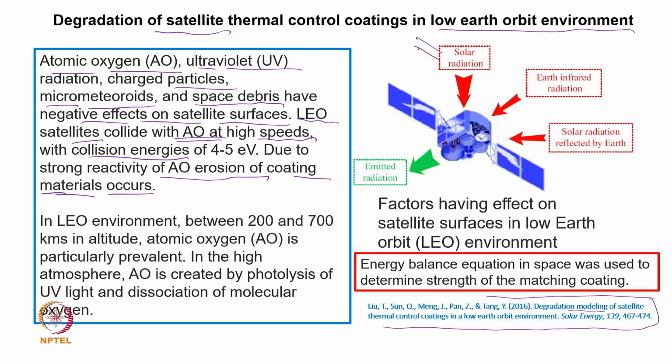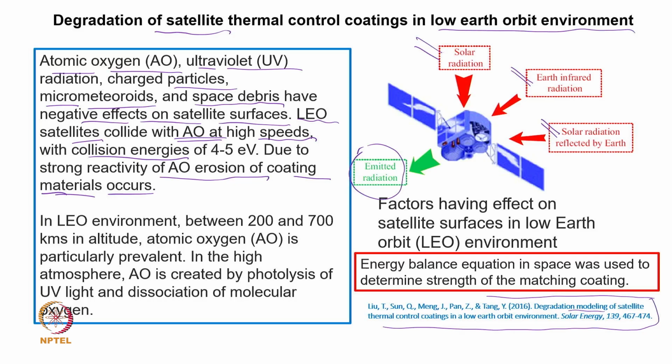They consider the solar radiation, the infrared radiation coming from earth, the solar radiation reflected by earth, and then the emitted radiation. So, they made a complete equation, solved the equation, and then tried to figure out what will happen to different kinds of coatings, or what kind of structures can be made, which will provide slightly better results compared to the existing coatings or existing materials.